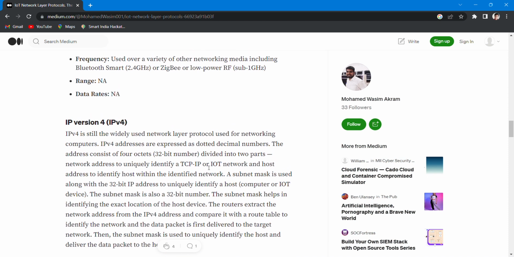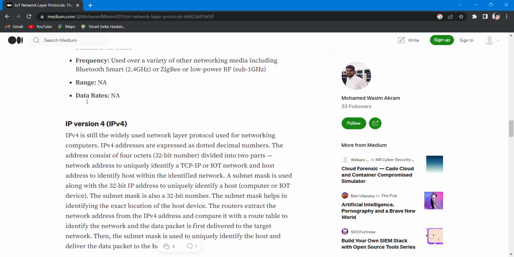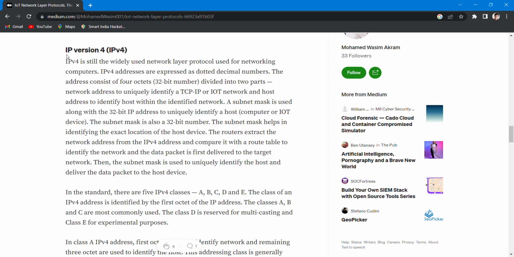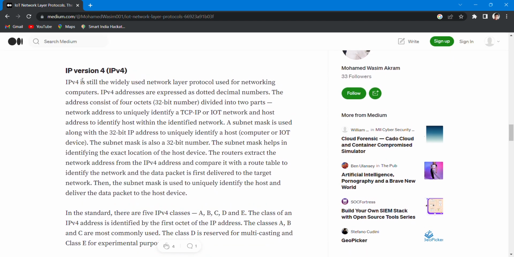I didn't prepare any PPT for that, so I am using this website. It gives me all the protocols. So you can see this. This is IPv4, which is version 4 of IP.